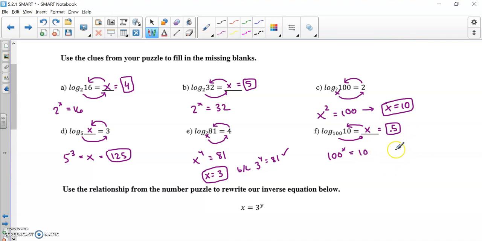And if you remember, if you raise something to the 1/2, that's what 0.5 is. That's equivalent to taking the square root, which is exactly how we would have gotten that 10. Okay, that's a connection to draw to first semester.